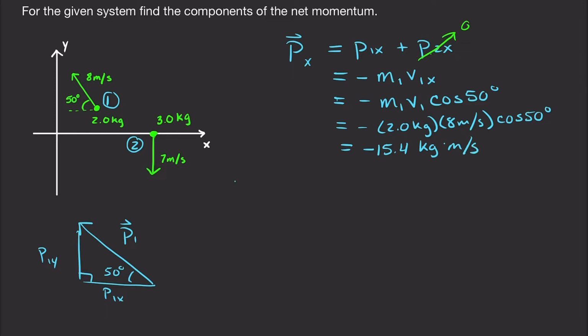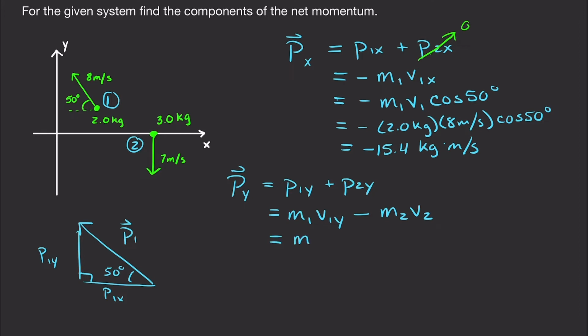Then we can do the same thing with the y component of momentum, except now both of our particles will contribute to the momentum. So the first particle is going to have a positive y component. It'll be m1 v1y. And then the second particle has a downward momentum, so it'll be minus m2 v2. And I'm just going to write this as v2 since all of the velocity is in the y direction.